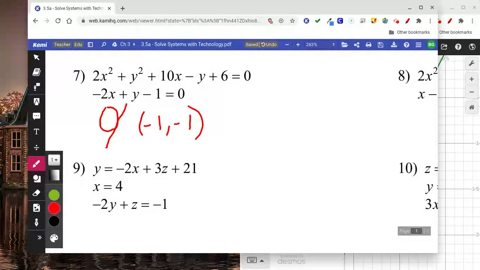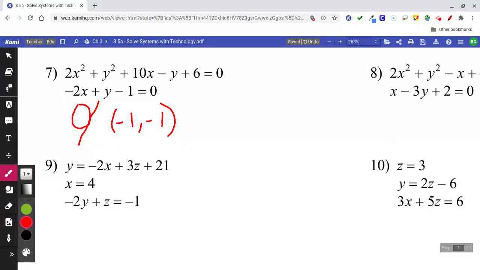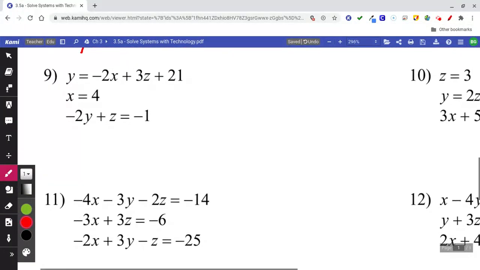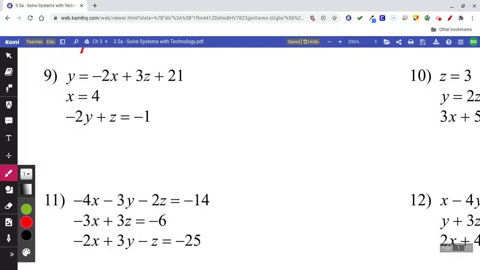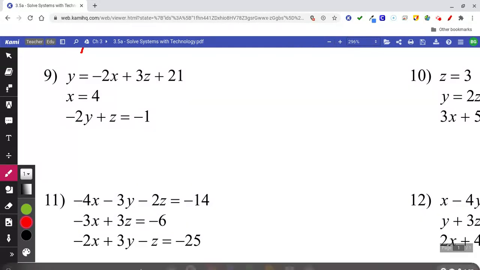Now, number 9 is where it starts getting different. Okay, this is going to be kind of weird because you should notice you see a third variable. Desmos isn't going to handle a third variable because what we have is 3 variables, 3 dimensions. We've got a 3-dimensional graph, 3-dimensional shape, whatever this is, and we've never graphed those before. So I'm going to show you something new.